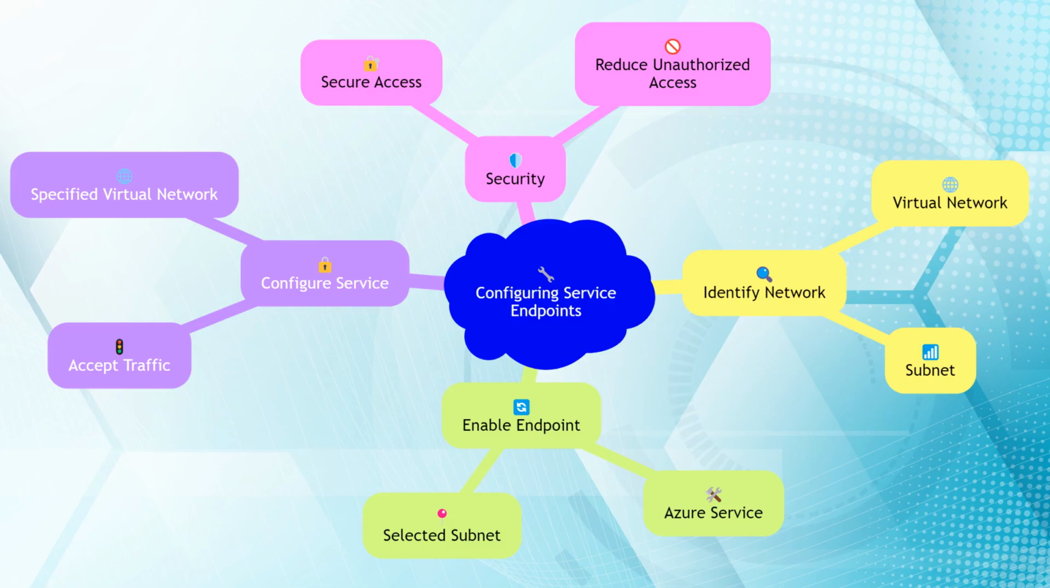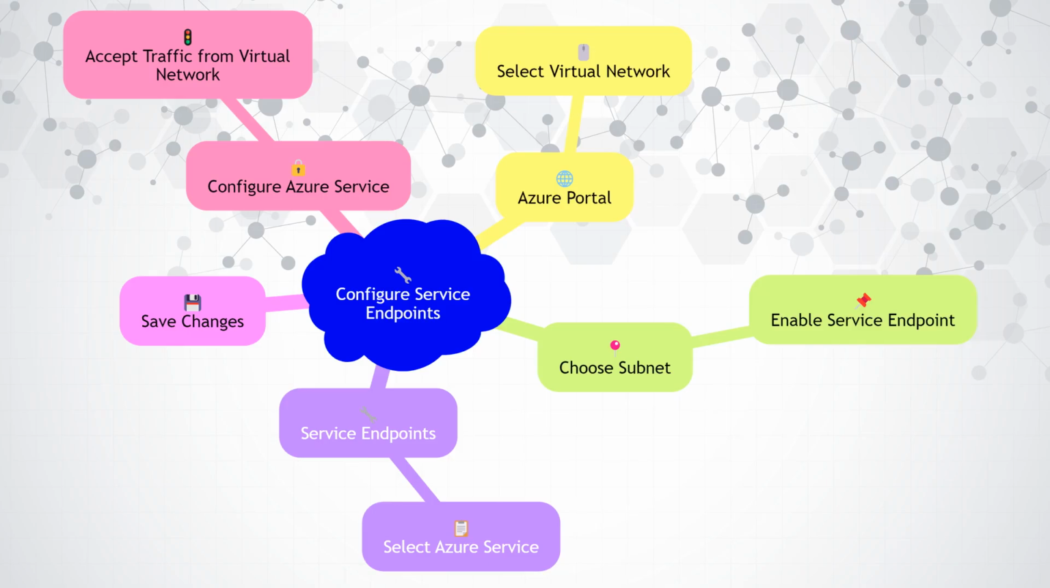Configuring service endpoints involves several steps. First, you need to identify the virtual network and subnet that will connect to the Azure service. Next, you enable the service endpoint for the desired Azure service on the selected subnet. Finally, you configure the Azure service to accept traffic only from the specified virtual network. This process ensures that your Azure resources are securely accessible only from your virtual network, reducing the risk of unauthorized access.